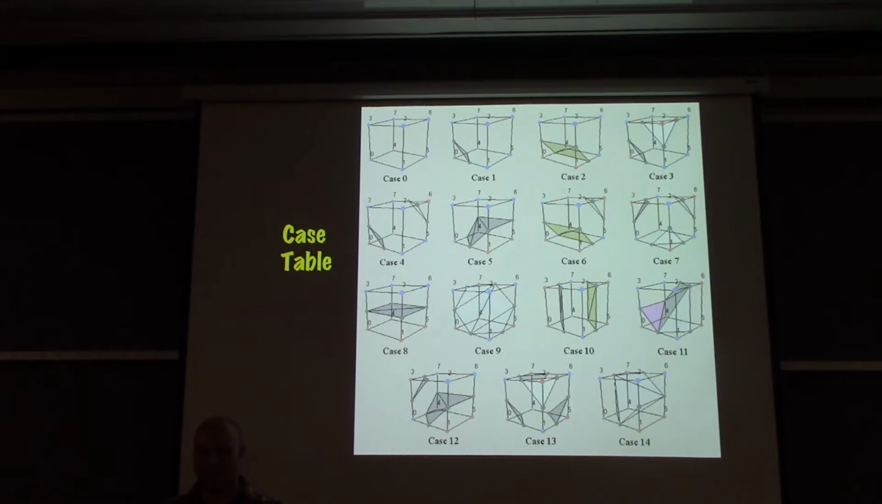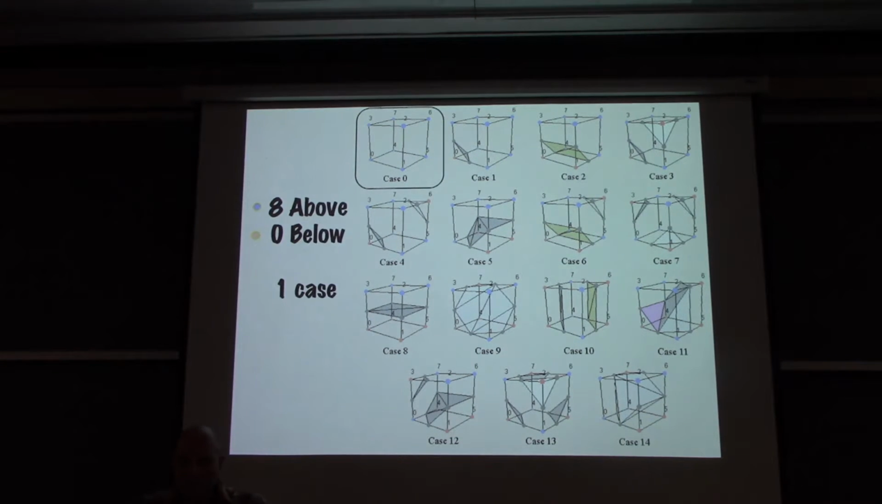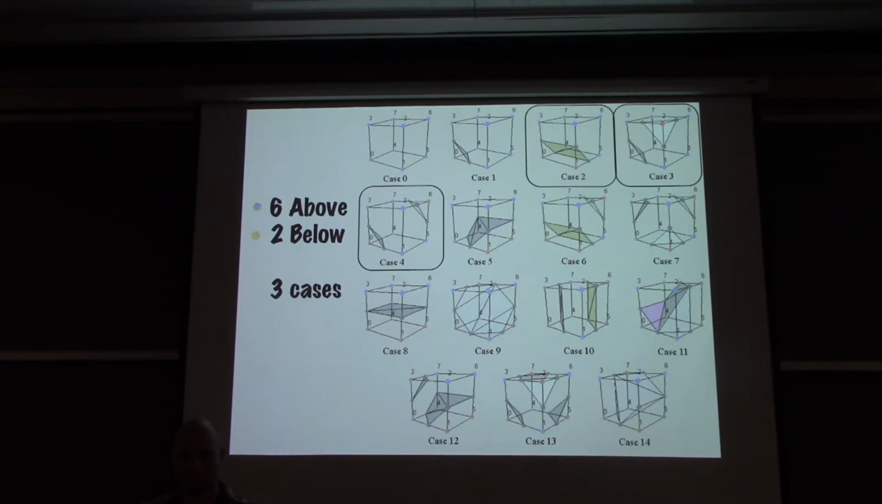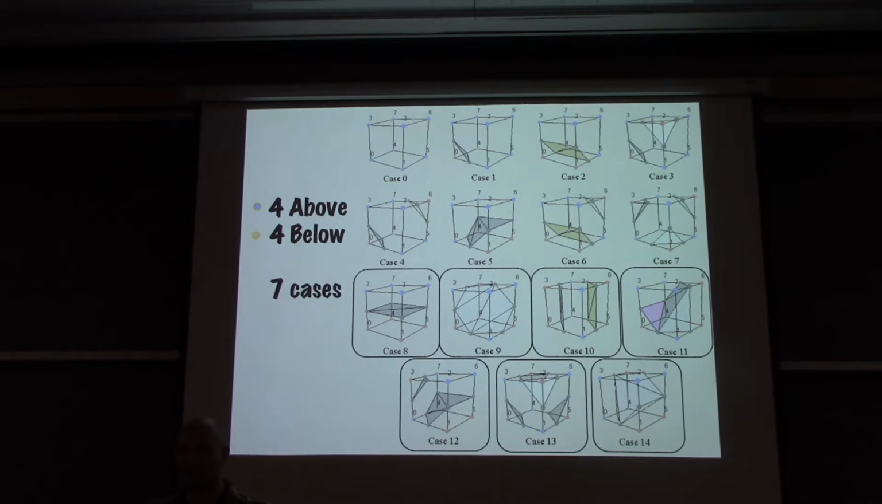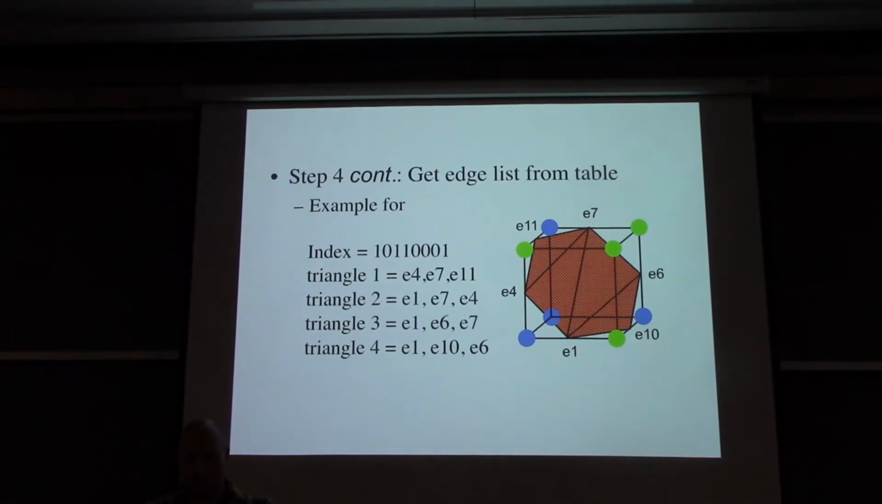So this is the case table itself. This is how you would map from any voxel with any set of crossings into a type of a surface inside, or really a set of triangles inside that voxel. So in this case here you have 8 values above the isosurface, 0 below, 7 above, 1 below. This can get a little bit tedious, but it gives you the idea of what marching cubes is doing.